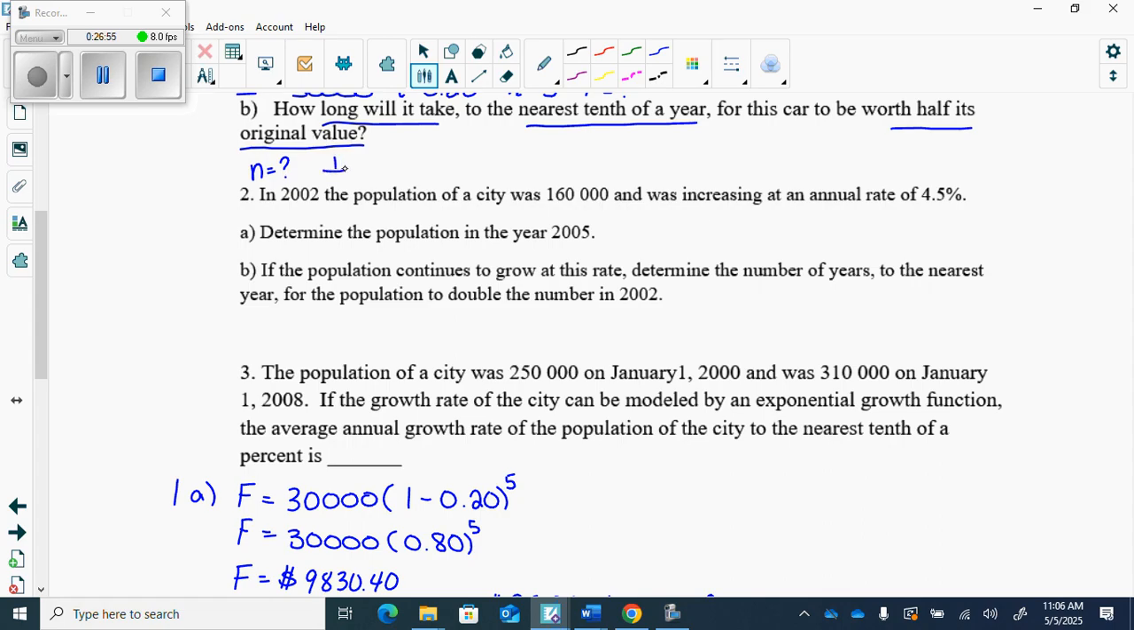My initial is 30,000. What's my final? Half of that. Would it be 15,000? Yeah, exactly. And then my interest rate is 0.2, and I'm going to subtract. And I know I'm going to subtract because if I'm decreasing, going from 30,000 to 15,000, the value in that bracket needs to be less than 100%, correct? So it's going to be 0.8 again.